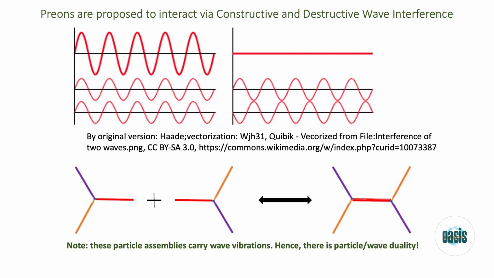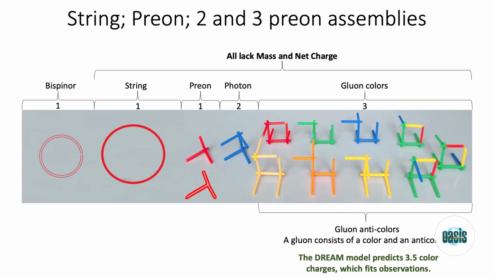The proposal is that the preons interact by wave interference. If you have waves that are in phase, they will constructively interfere and give you a wave of higher amplitude. That would add up to making a bond. If they are out of phase, they destructively interfere, and that could actually be a way of breaking a bond. Now we're going to start building things with these. We take our string, we make our preon. If you stick two of them together, you get the photon. If you put three of them together, you get gluons.